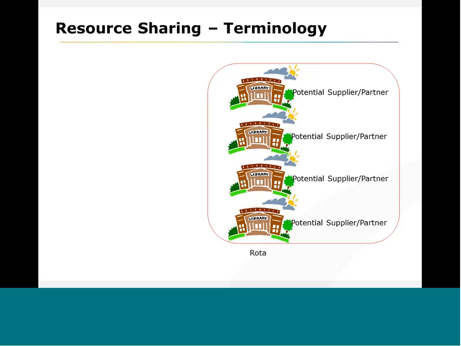We call this list a ROTA. ROTA is a list, an ordered list, a sorted one, of potential suppliers, that is, suppliers or partners that have been identified by the borrowing system as potential suppliers, meaning they own the resource and may be willing to supply it to our borrower. So that's our ROTA.